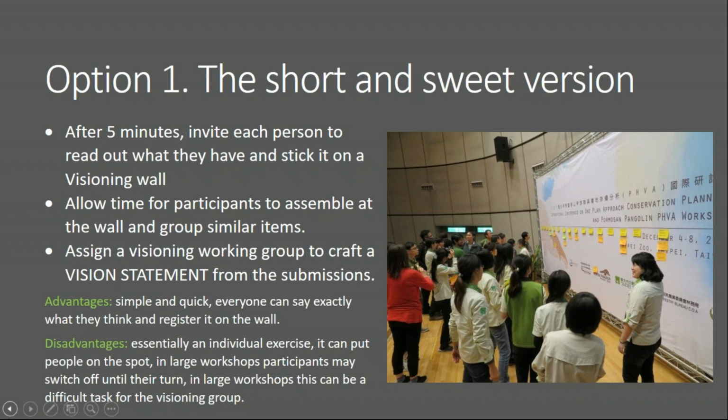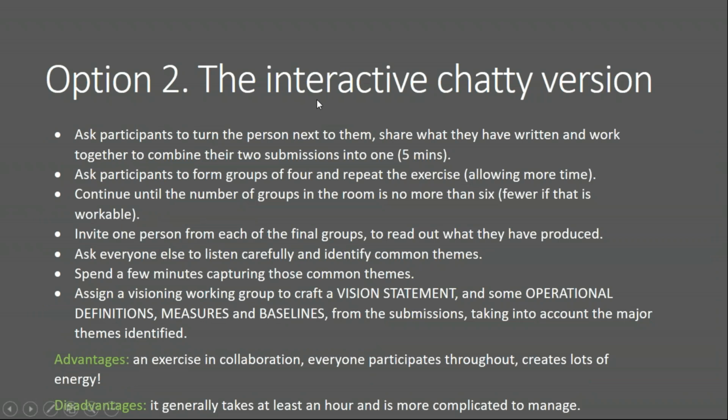But there's an alternative that I quite like, which I'm calling the interactive chatty version. In this one, after people have written out their initial statements or ideas or themes, they're asked to turn to the person next to them and share what they've written, and then those two people work together to combine their submissions into one. They just get 5 minutes to do that, so they're under some pressure. And then they turn around to the 2 people next to them and repeat that exercise and produce one version for all 4 of them. And then they turn to the 4 people next to them and do the same thing. We do that until the number of groups in the room is no more than about 6. And then one person is invited from each of the final groups to read out what that group has produced.